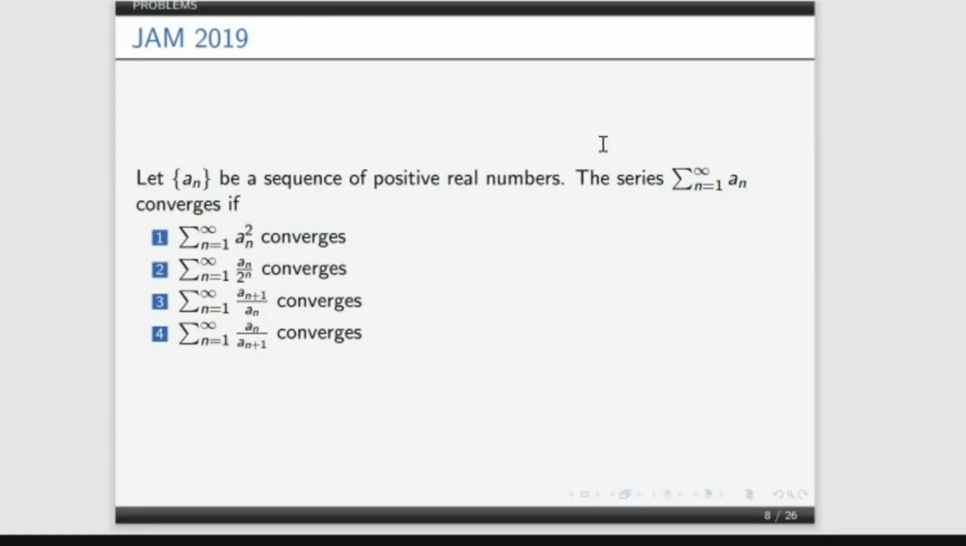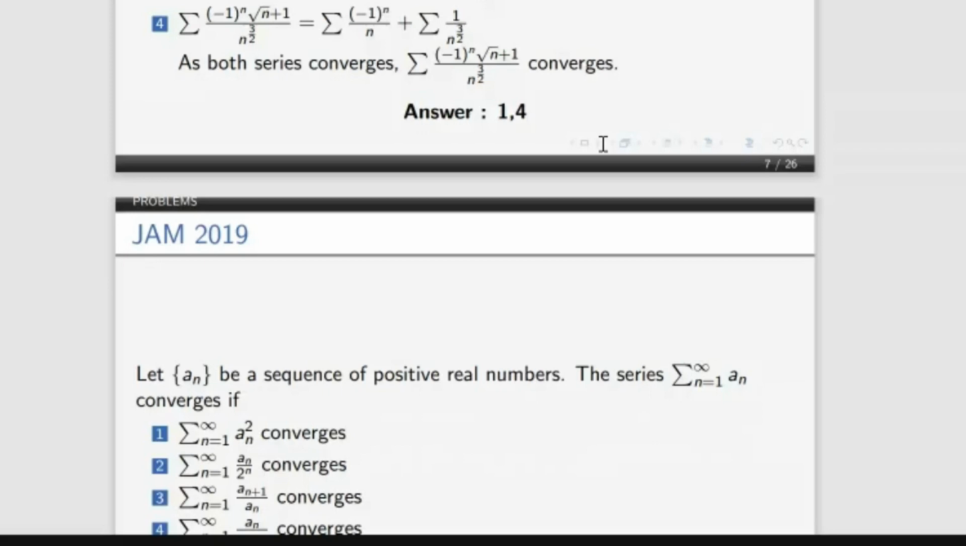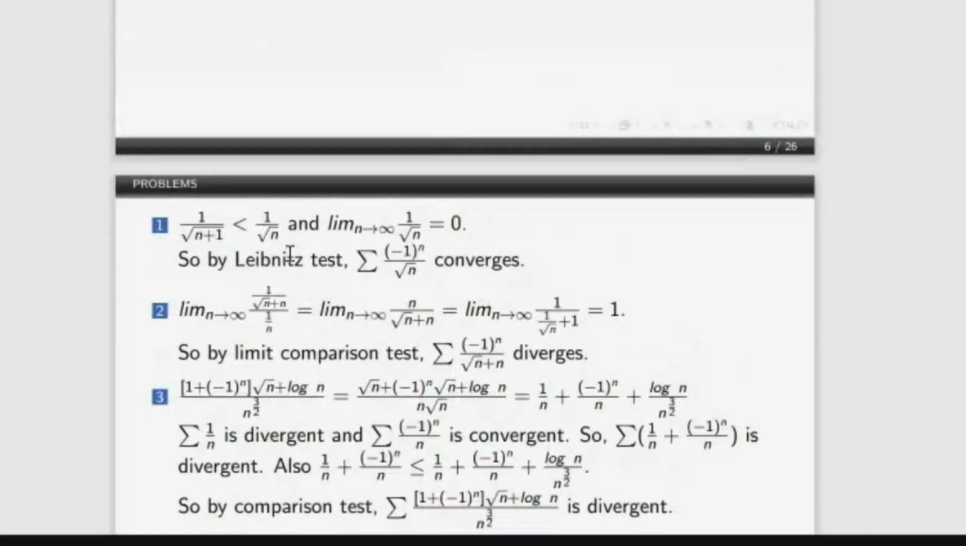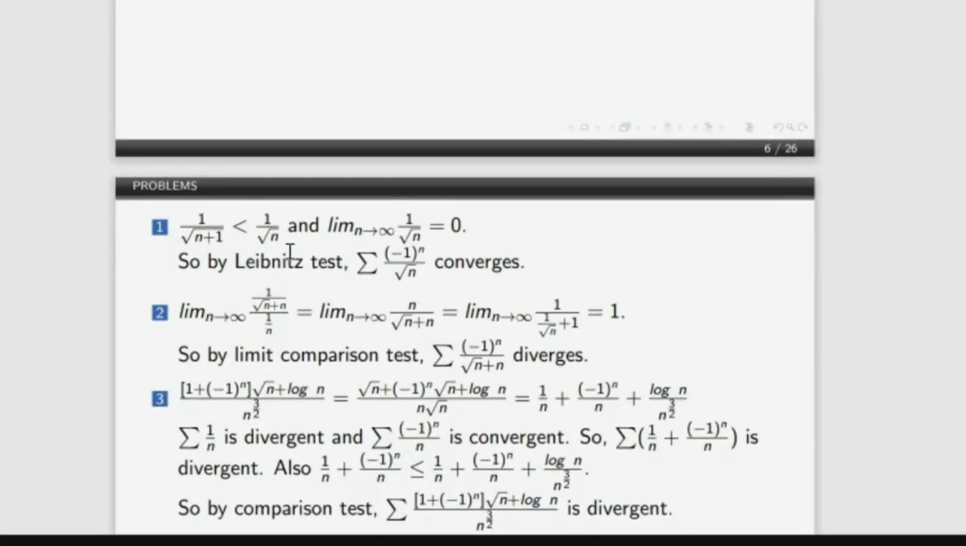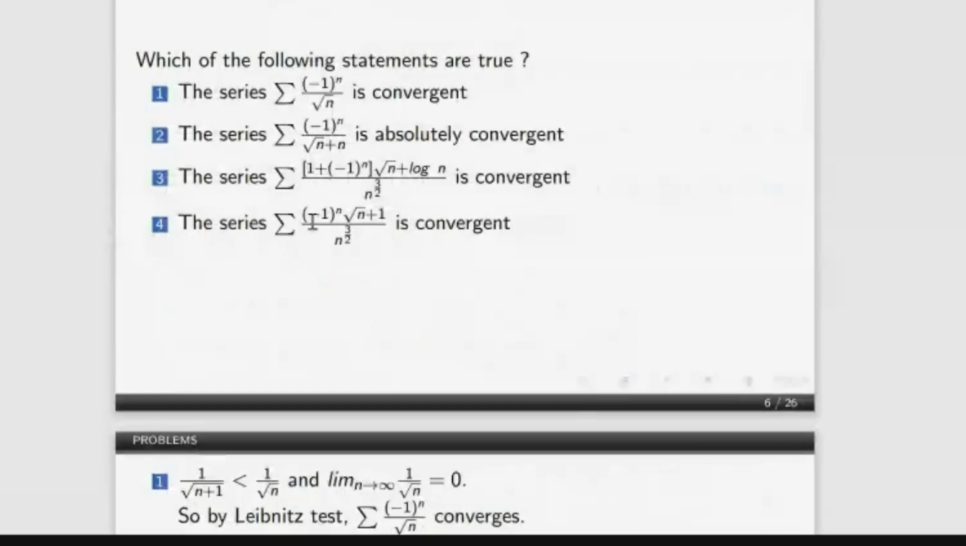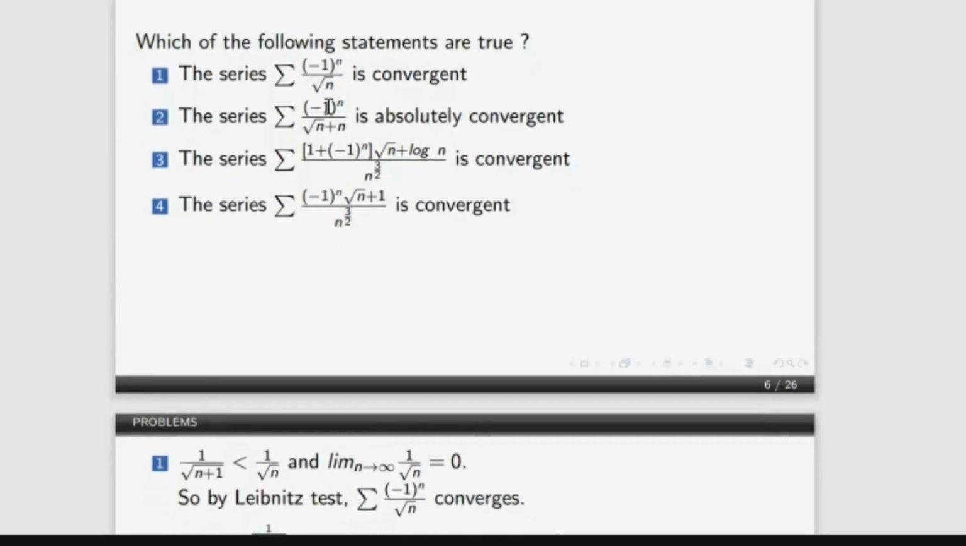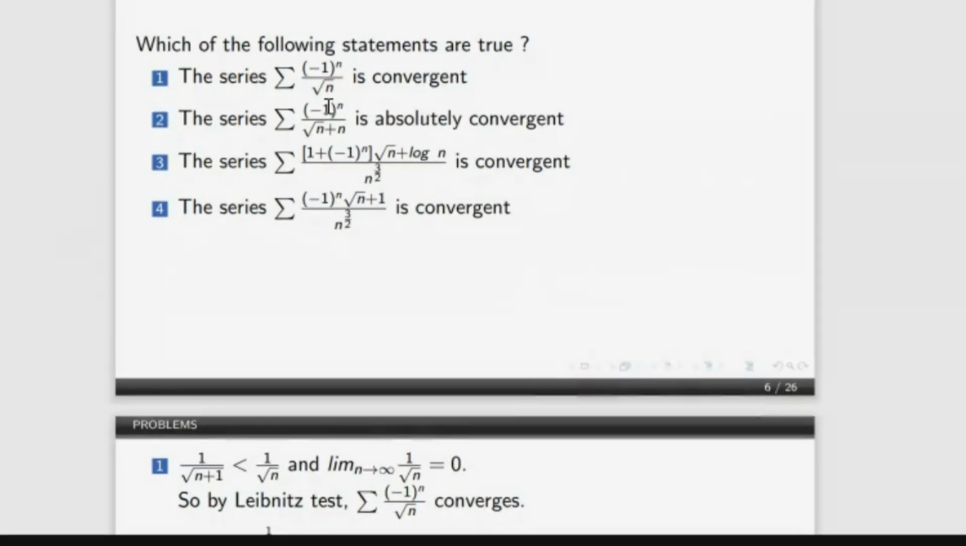Ma'am, 1 upon root n is convergent or divergent? Because p is less than 1. This one, in the first option, 1 upon root n. Your voice is breaking. I can't hear you properly. Yes, this one: 1 upon n to the power p, where p is less than 1. Then convergent or divergent? You're talking about option 1, right? The p series test for p less than 1 says divergent. Yes, that's what I was talking about.